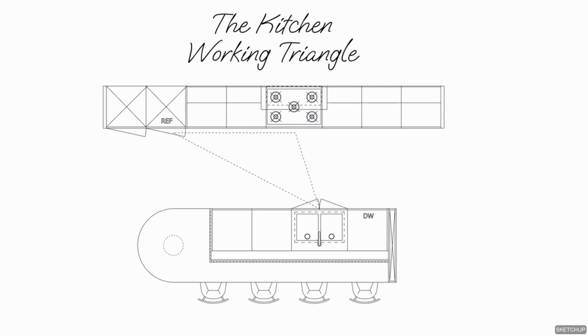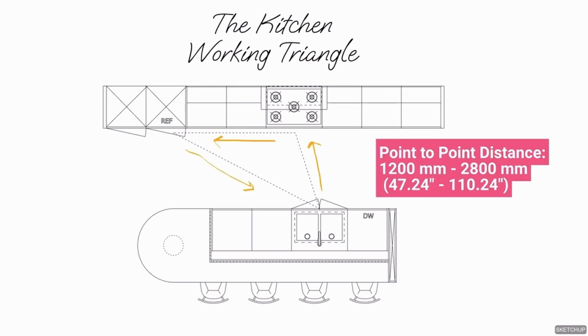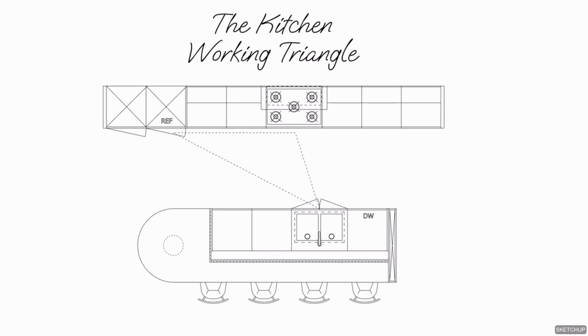Each angle of the triangle should ideally be located 1200 to 2800 millimeters apart. Any longer reduces efficiency, while any less can result in a congested workspace. So when designing a new project, make sure to keep the working triangle in mind and choose your overall layout wisely.